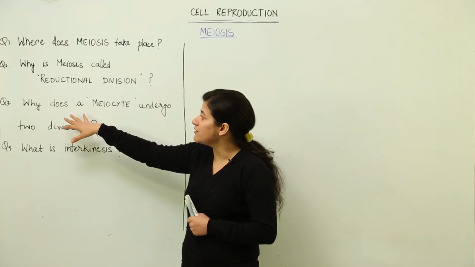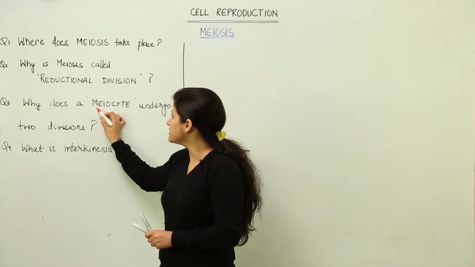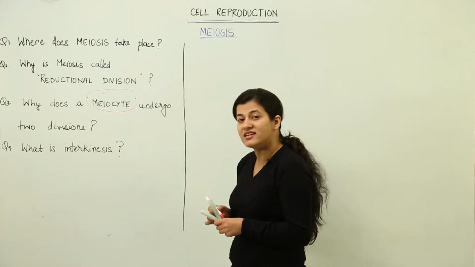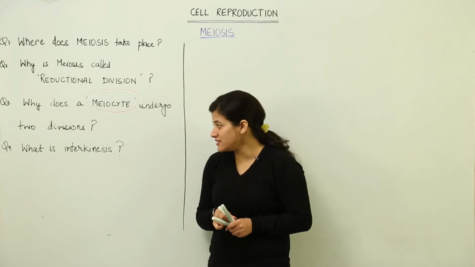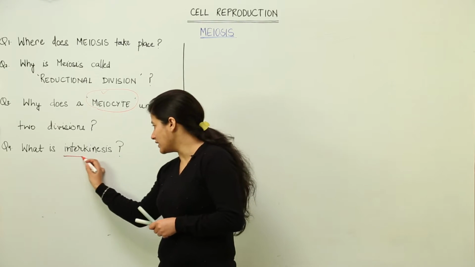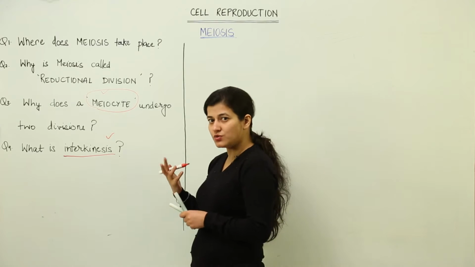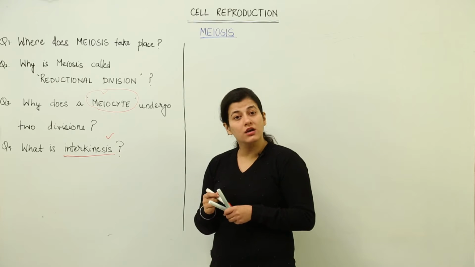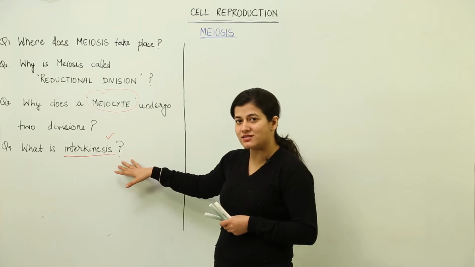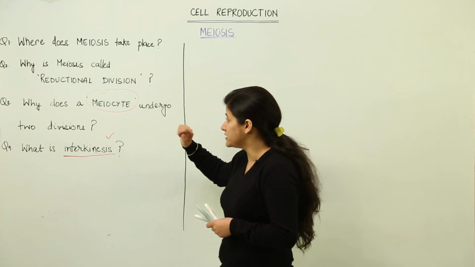takes place. Then we have a new term, that is a meiocyte. Why does a meiocyte undergo two divisions, why not one as in the case of mitosis? And there is another term that we face in meiosis, interkinesis, one more term. So we have dealt with two types of kinesis, one was karyokinesis, the other was cytokinesis, and now a new type of kinesis is there, that is interkinesis. So step by step we are going to see what all these things are.